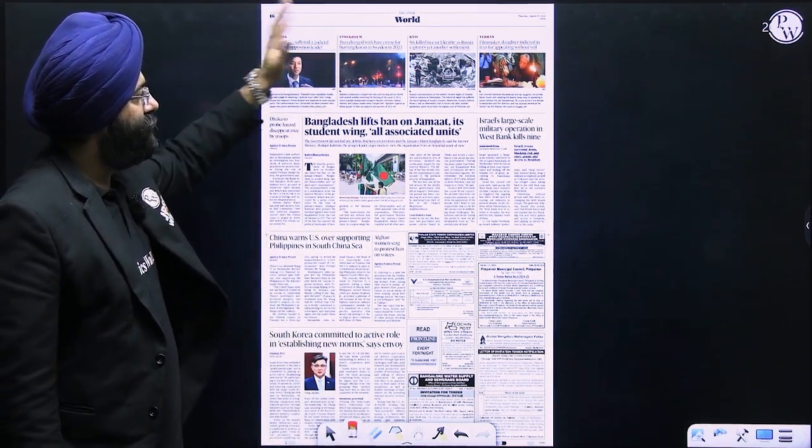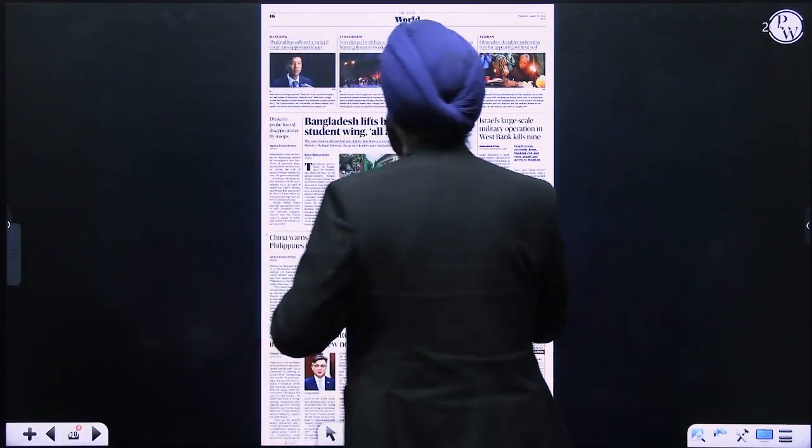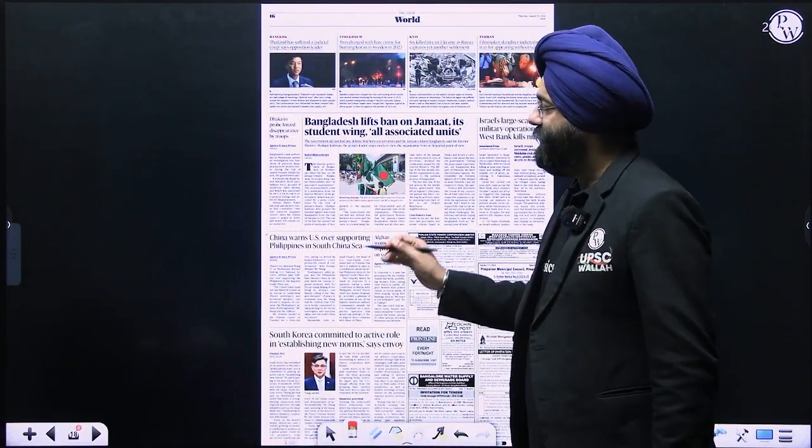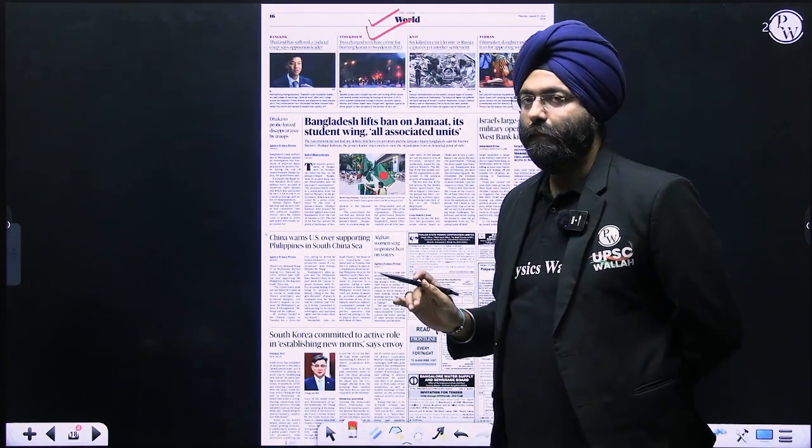Bangladesh lifts a ban on Jamaat. This is something that we read in the first part only. This is an international relations or world affairs part. Please read it completely and properly.